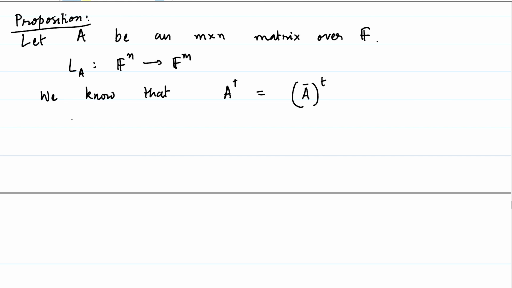So let me not, okay. This is just a recall for you. In fact, all this. So if A is of that type, then the adjoint of L_A is equal to L of A adjoint. So let's see how we can prove this.